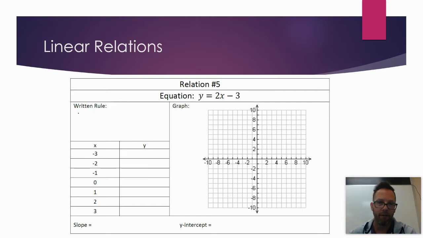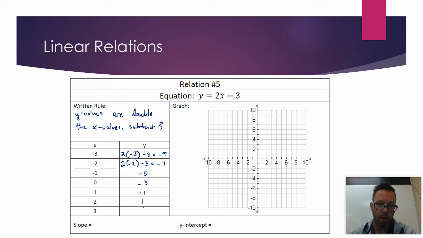The written rule here is the y values are double the x values, and then you subtract 3. I'll show my work for the first couple, but you don't have to if you just get the values. 2 times -3, subtract 3. Well, that's -6, subtract 3, that's -9. 2 times -2, subtract 3. Well, that's -4, subtract 3, that's -7. And the trend here is that these will be going up by 2.